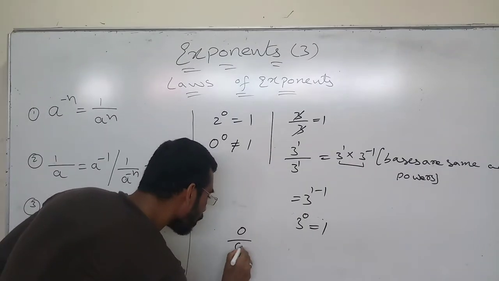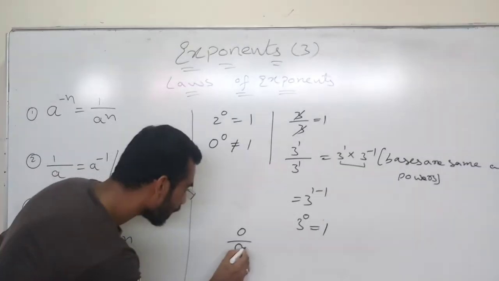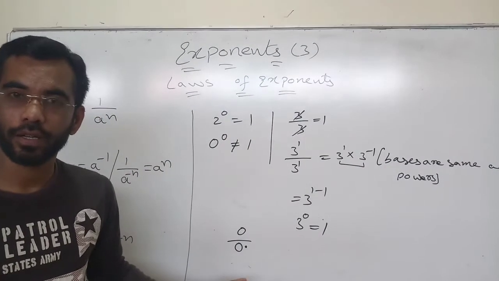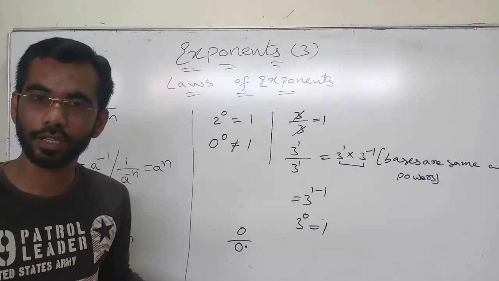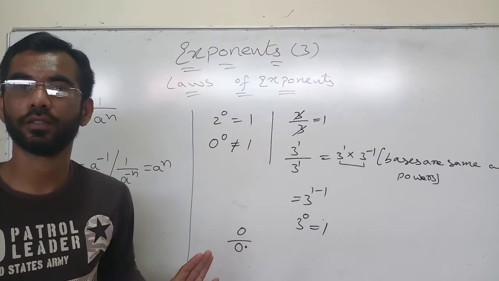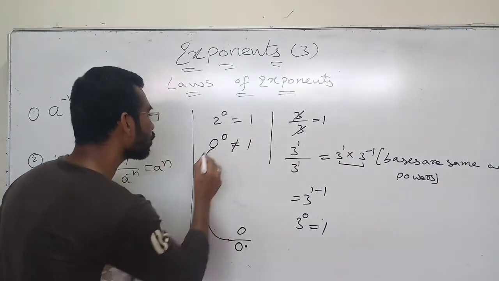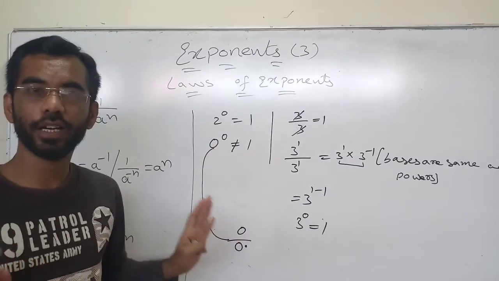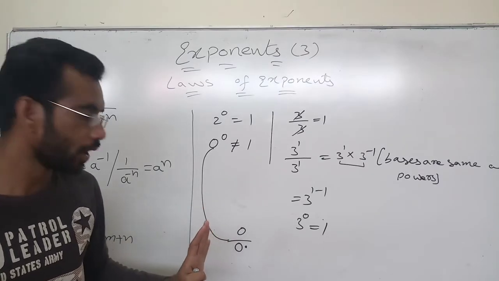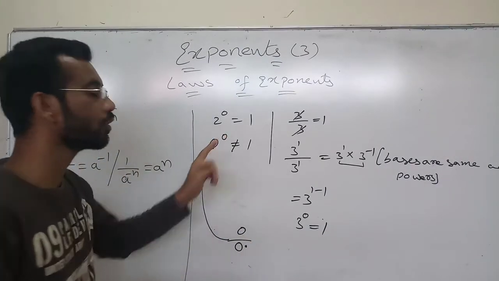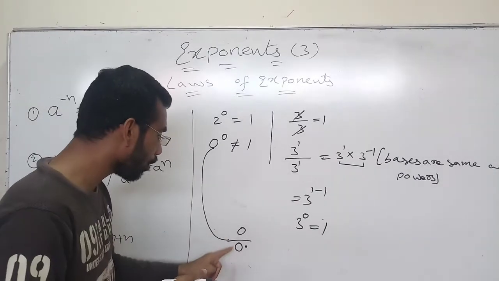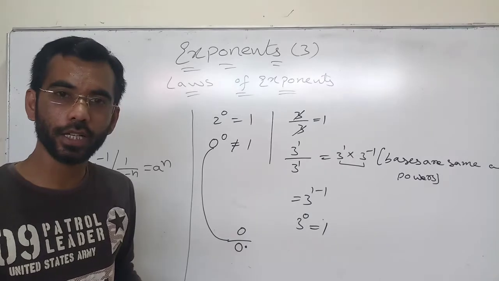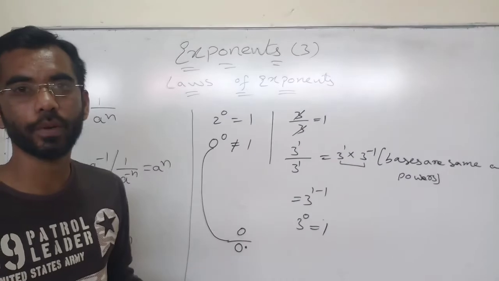But 0 by 0: here the denominator is 0. If you find the denominator as 0, then that number does not exist. That's why 0 to the power of 0 will not be 1. It is an undefined number; it has not been defined till now. Understood everyone? Why will 0 to the power of 0 not become 1? Because 0 by 0 is an undefined number, since the denominator is 0.